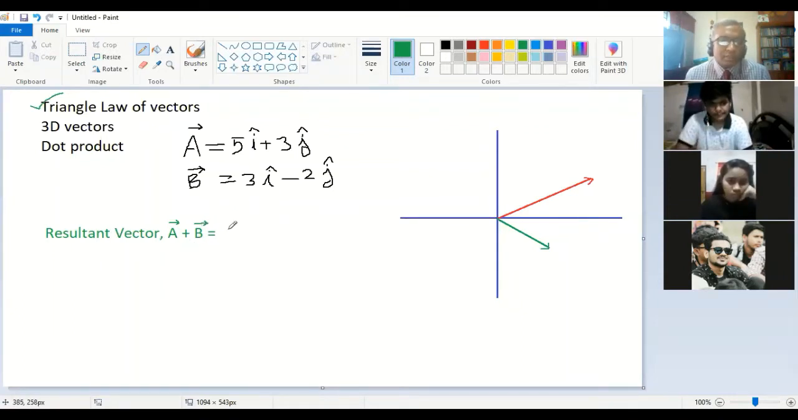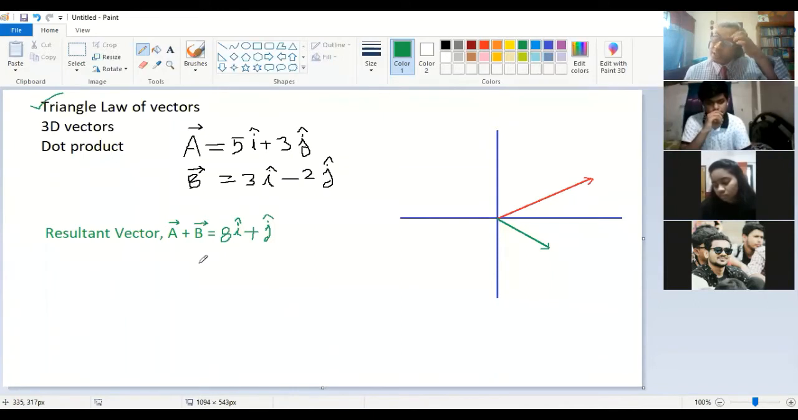A plus B is very easy to find here, but to understand what it means, I am drawing the thing on the right side. So if you add together 5i plus 3i will be 8i, and 3j minus 2j will be plus j. So it is this simple, very, very simple. This is 8i plus j. It will be the vector which is A plus B.